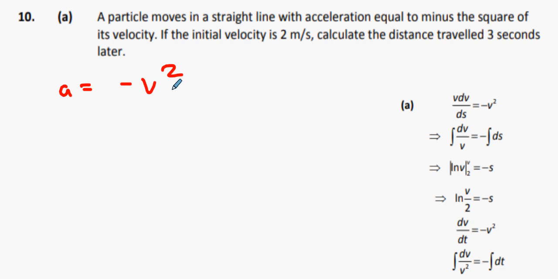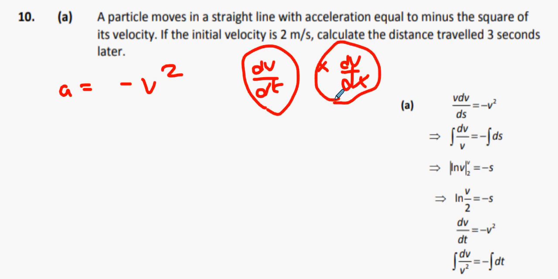Okay. Next thing, you have a choice between dv/dt and v dv/dx. So choice A and choice B. Which choice do you make and why? dv/dt. It says both. Yeah, we're going to use both.